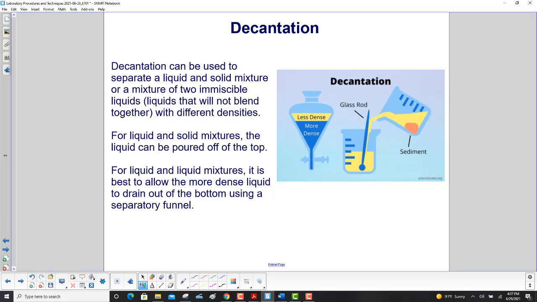Decantation can be used to separate a liquid and solid mixture or a mixture of two immiscible liquids. What is immiscible? Well, that's liquids that will not blend together, like oil and water, that have different densities. For liquid and solid mixtures, the liquid can be poured off the top. For liquid and liquid mixtures, it is best to allow the more dense liquid to drain out of the bottom using a separatory funnel.